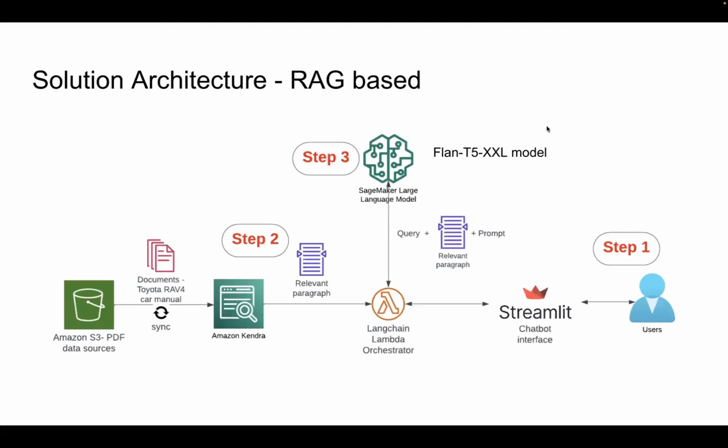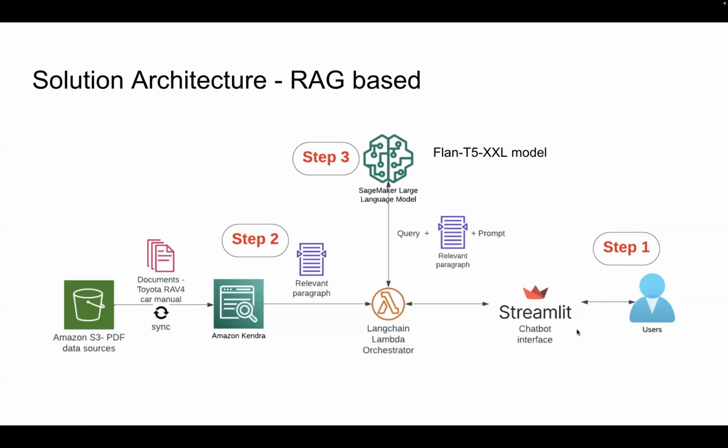First, let's dive into the solution architecture. In this overall solution, my data source is residing in Amazon S3. In this demo, I'm using the Toyota RAV4 car manual in PDF format as an example. I would like to build a chatbot that can answer my questions about how to fix some car-related issues. And I'm using Amazon Kendra here to index my data sources.